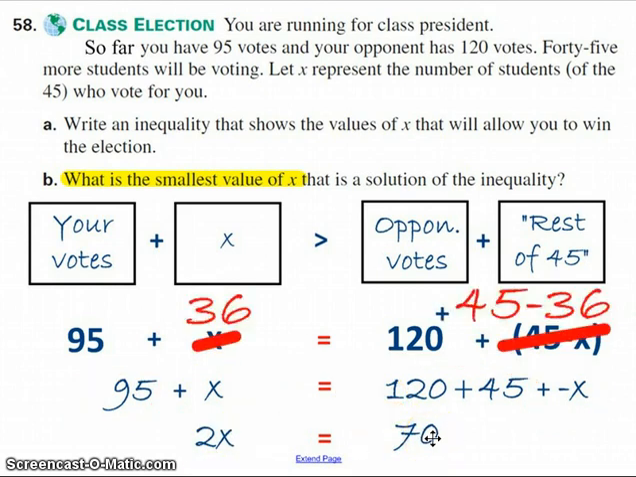Well, that means x is 35, my mistake. But you need 1 higher in order to win. So you need 36 votes, and you'll find that 95 plus 36, if you put that together, is 131, and your opponent would have had 129, and you would win. So you need 36 out of the remaining 45 votes in order to win.